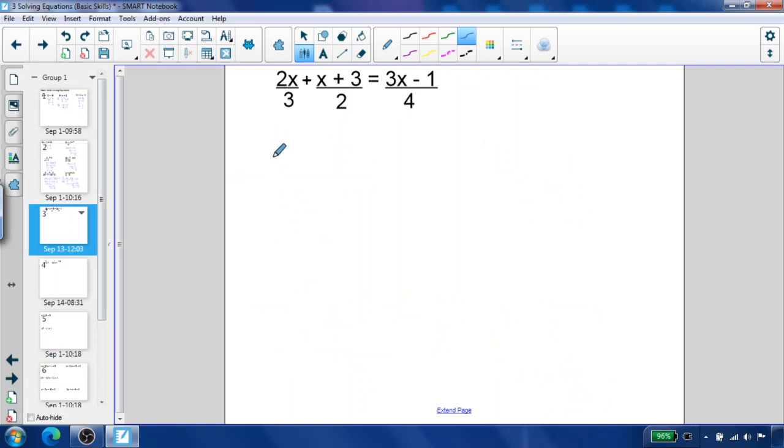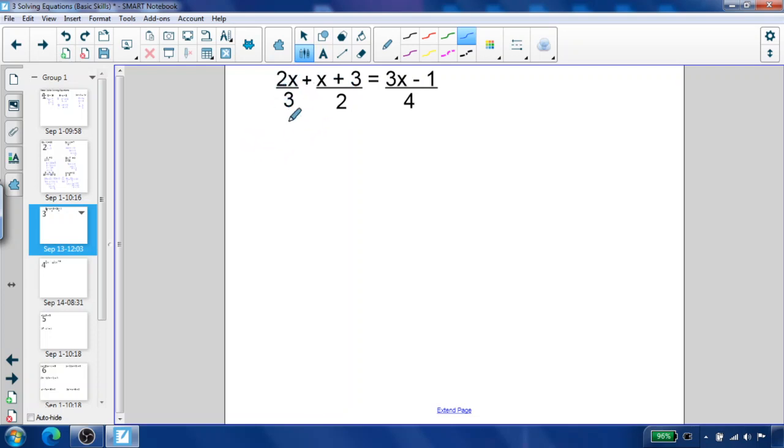Let's have a look at this one. We're getting a little bit more complicated now. So again, you can work with a common denominator and do it that way. You'd have to do a bit of cross multiply once you add these two fractions. I'm going to work with the same process as before.